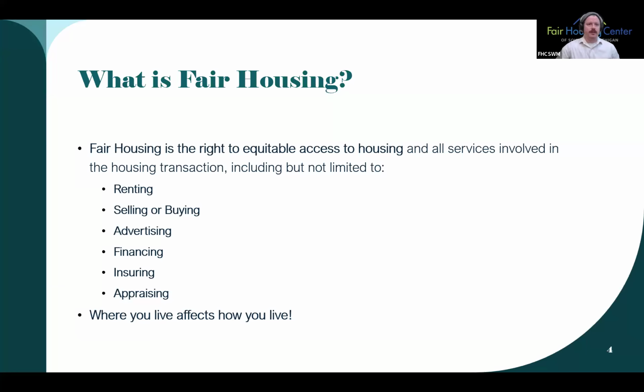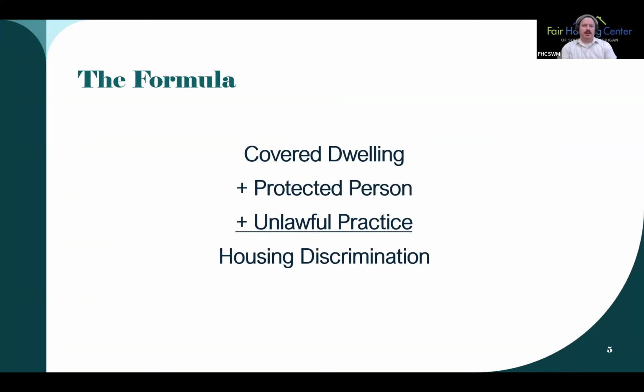I mentioned that there is a formula for determining whether a situation constitutes housing discrimination. It consists of 3 elements. You need to have a covered dwelling, a residence or dwelling that is covered by the fair housing law, and very nearly all residential constructions are covered by fair housing. Second, you need a protected person. Federally, there are 7 protected classes that we'll dig into a little bit more, but those classes are race, color, religion, national origin, sexual orientation and gender identity, family status, and disability status. State and local governments can add to, but never remove from these protections.